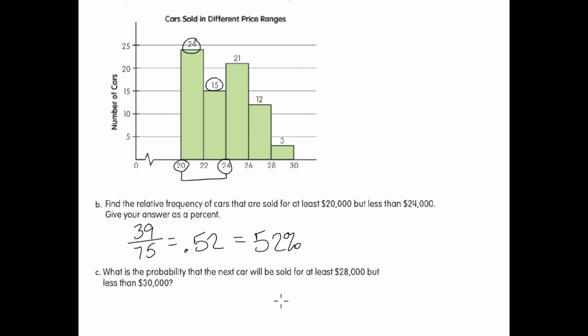Then our last one was to find the probability that the next car will be sold for at least 28,000 but less than 30,000. And based off of our 75 cars, there was only 3 that were sold. So 3 out of 75 leaves us with 4 hundredths. So we could say the chances that the next car being sold will be sold for at least 28,000 but less than 30,000 is a 4% chance of occurring.